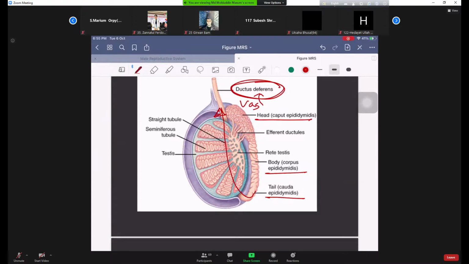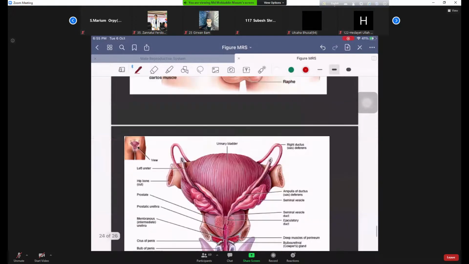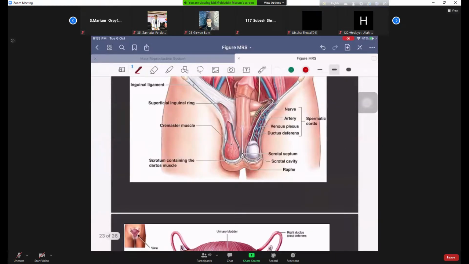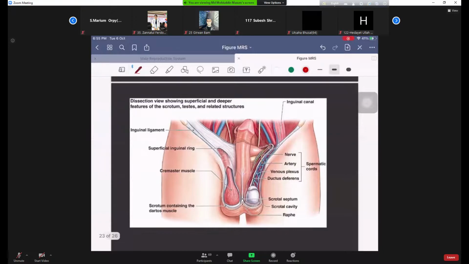This vas deferens is also lined by pseudostratified columnar epithelium, almost like the epididymis. So here, this is the testis. After formation, these are the ductus deferens. These ductus deferens will pass through the inguinal canal here. This is the deep ring. This is the superficial ring. So through the inguinal canal, it will enter into the abdominal cavity.